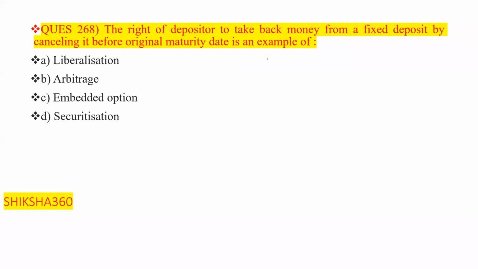Now move to the next question, 268. It is a very, very easy question and very important from the examination point of view. The right of a depositor to take back money from a fixed deposit by cancelling it before the original maturity date is an example of liberalization, arbitrage, embedded options, or securitization. That is embedded options, so this one is our answer.